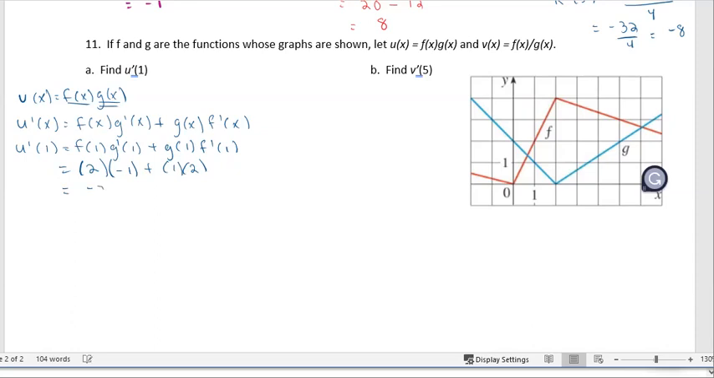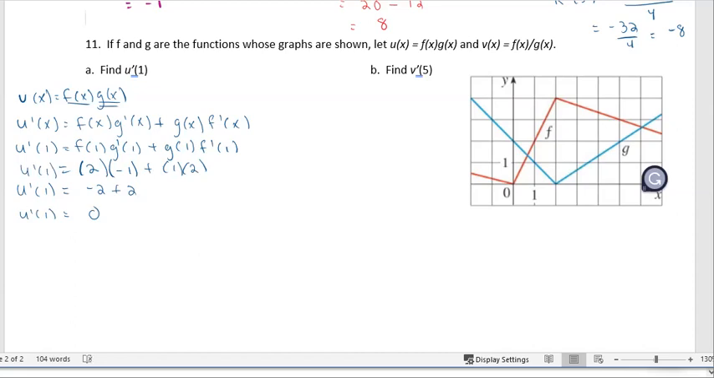Simplifying, 2 times -1 is -2. 2 times 1 is 2. -2 plus 2 is 0. So it looks like our u prime of 1 is going to be equal to 0. Let's try the next one.